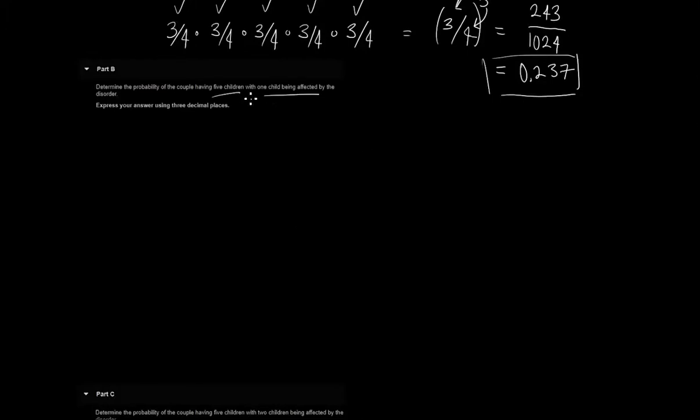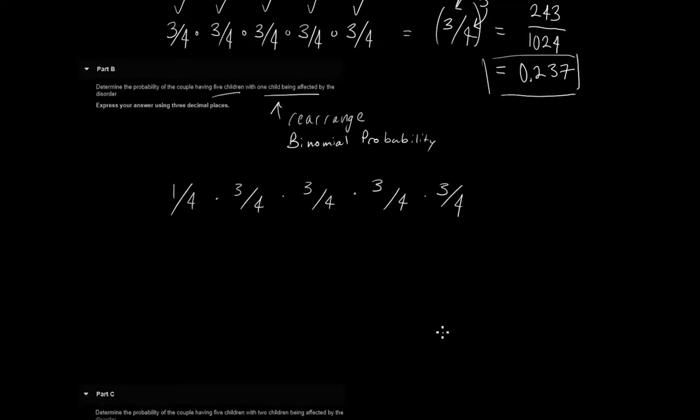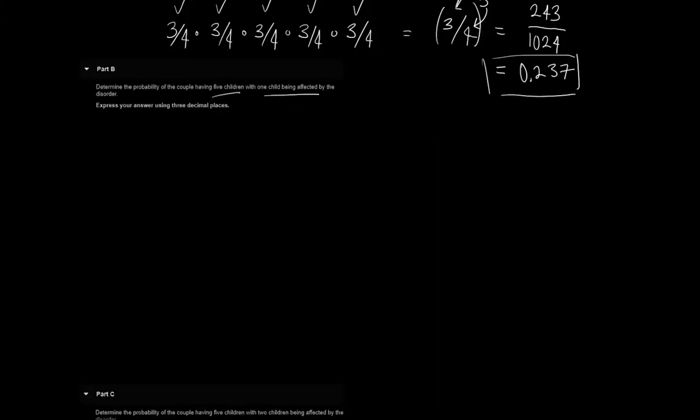When you see a problem and you can identify that there's a number of ways that you can rearrange a combination of the outcomes, you can use something called binomial probability. Now, if this question were to ask, determine the probability of the couple having 5 children with just the first child being affected, then you would do something like this. However, we saw there's 5 different ways that can happen. You can use binomial probability. I'm going to put the formula here.